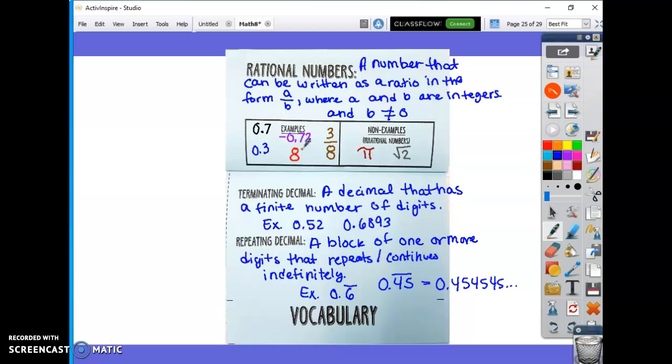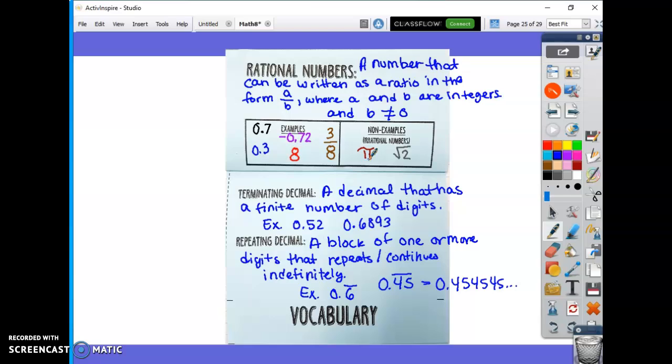All of these numbers right over here, 3/8, negative 0.72, all of those numbers can be written as a fraction. An irrational number, however, cannot be written as a fraction. Pi is a good example, and square root of 2. Neither of those numbers can be written as a fraction, so that is why those are irrational numbers.